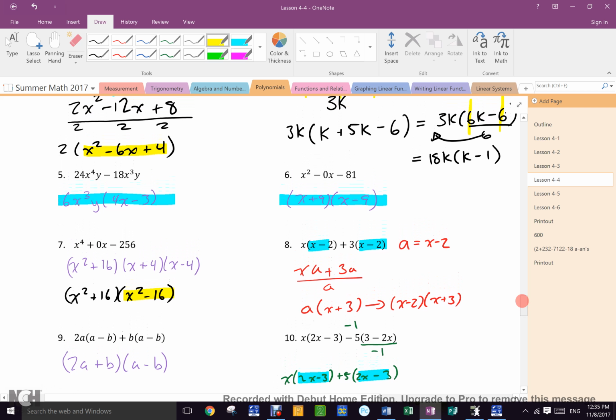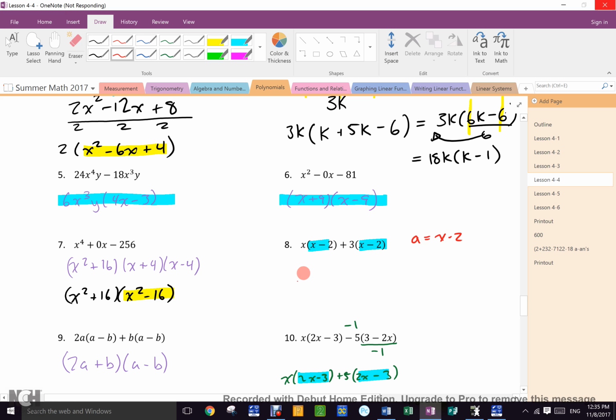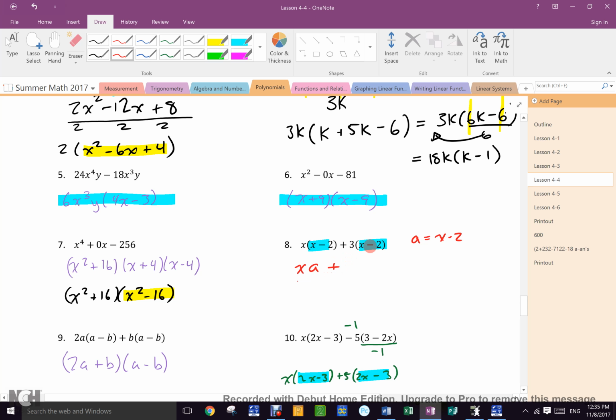Okay, now I'm expecting someone to ask me about 8. Thank you. What do you notice about what's highlighted in blue and blue? They're the same thing. So what if I did this? A equals x minus 2. What can I write there instead of x minus 2? xa. Everyone agree? It'll show up in a second. Plus, what can I write there? 3a.